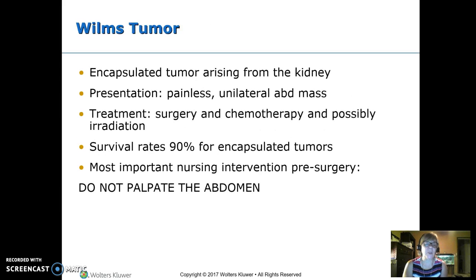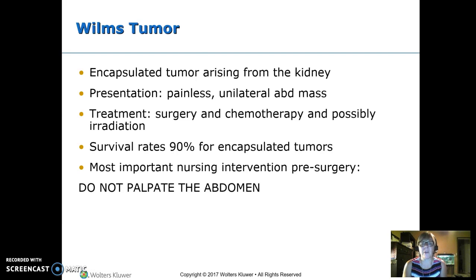A Wilms tumor. This is a tumor that's encapsulated, and it is on the kidney. It arises from the kidney. So this is painless, but they'll have a mass on one side of the abdomen. This is usually kids who are quite small, like, maybe at the 18-month visit, the doctor will notice this non-symmetrical abdomen. So treatment is surgery to take it out, and then chemotherapy, possibly radiation.